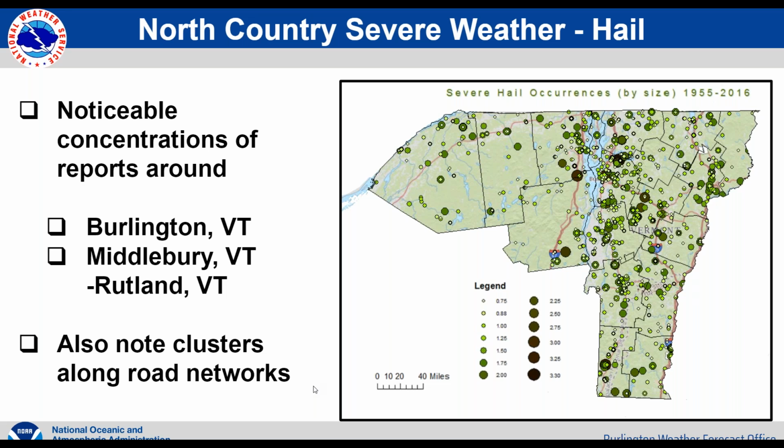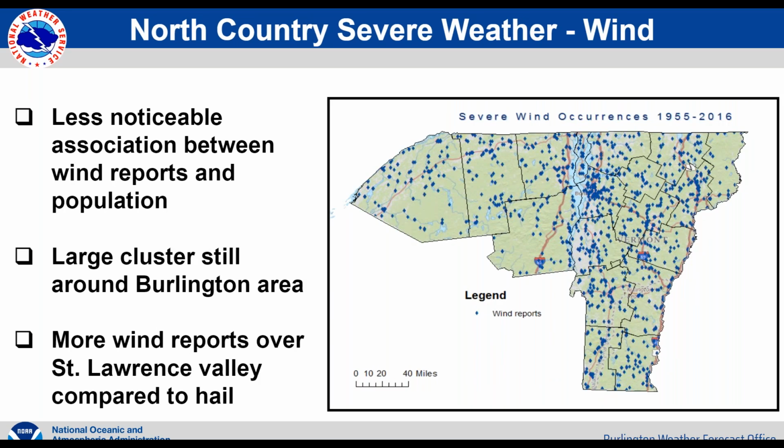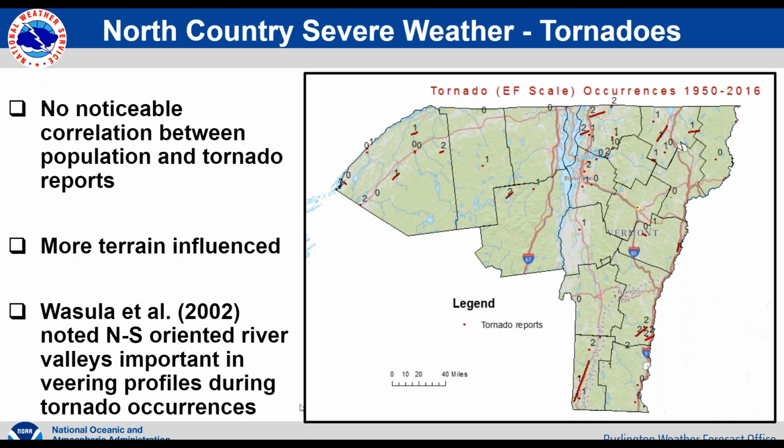Our notable concentrations are going to be around our big population areas. So there's going to be a cluster around road areas and our higher population towns like Burlington and Plattsburgh and Middlebury and Rutland. Wind has a little bit less of a correspondence, especially if someone is outdoors hiking and things like that. They'll be able to tell us about downed trees on hiking trails. So there's less of a cluster around that area as a result.